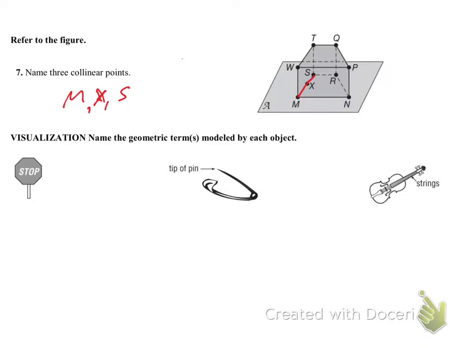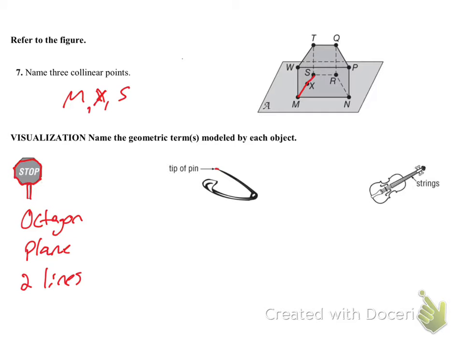And then name the geometric terms modeled by each object. So in this one, I see a stop sign. It's got 1, 2, 3, 4, 5, 6, 7, 8 sides. So this would be an octagon. I could also say that this right here is a plane. You could say that we have 2 lines. So name everything you can in there.